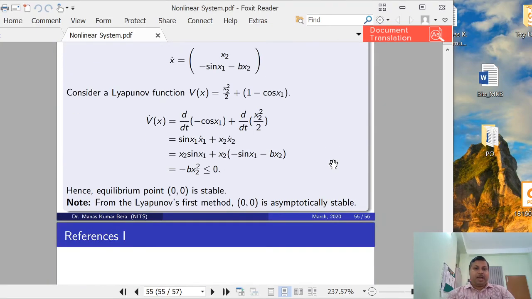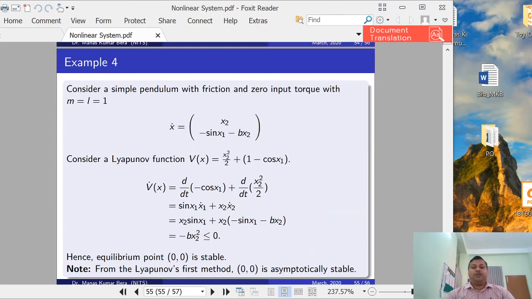Okay, so that's why, for the same pendulum, what we have understood and taken is that the mass and the length of the pendulum are 1. Then the state equation will be simplified to x2 and another function, which is minus sine x1 minus bx2. And now for this system, the pendulum, this is the energy function, that is x2 square by 2 plus 1 minus cos x1.